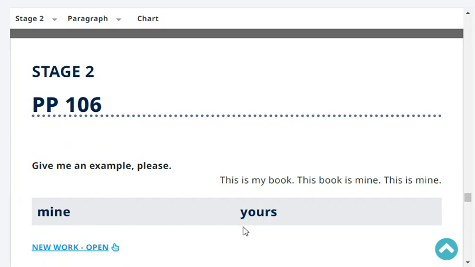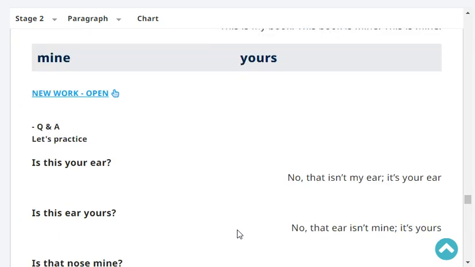Give me an example, please. This is my book. This book is mine. This is mine. Very good.